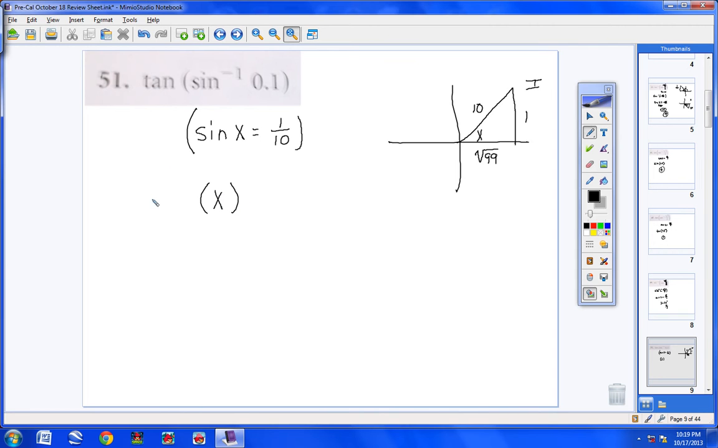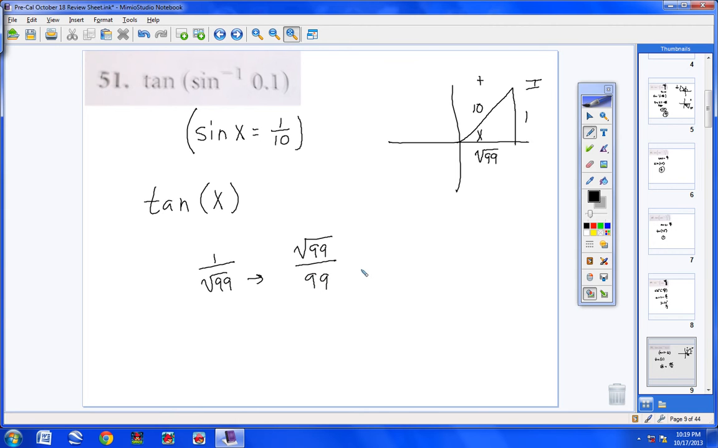And now bring down your tangent. Even though I never found that angle x, I can still take the tangent of that angle, even though I don't know what that angle is, because I have this triangle. So the tangent of x would be opposite over adjacent. And tangent is positive in this quadrant. So the tangent of x would be 1 over square root of 99. Now watch what I do. We rationalize the denominator, so now I will get square root of 99 over 99.